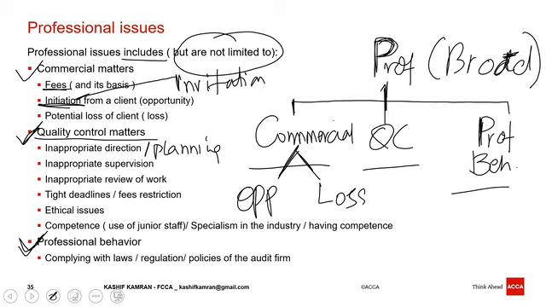There are a lot of factors which interlink, right? Ethics can lead to the compromisation of quality. Competence can lead to the compromisation of quality. And then quality is a professional issue. Commercial is a professional issue. Professional behavior is a professional issue. They all get down to one. But you should know the linking.